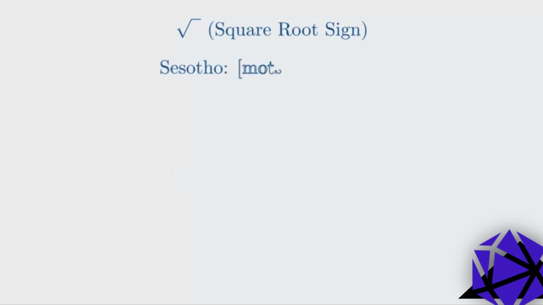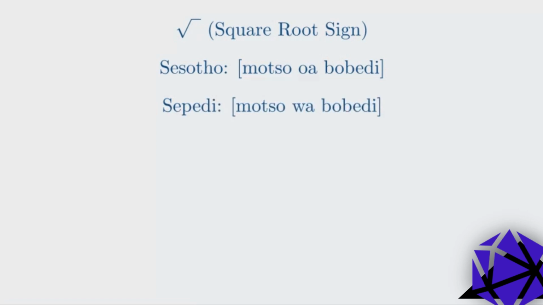The square root symbol is used to find a number that, when multiplied by itself, gives the original number. This is the square root symbol. It asks the question, what number times itself equals this number? In Sesotho, we say mutso o bobedi. In Sepedi, we say mutso wa bobedi. And in Zulu, we say impande yesibili.